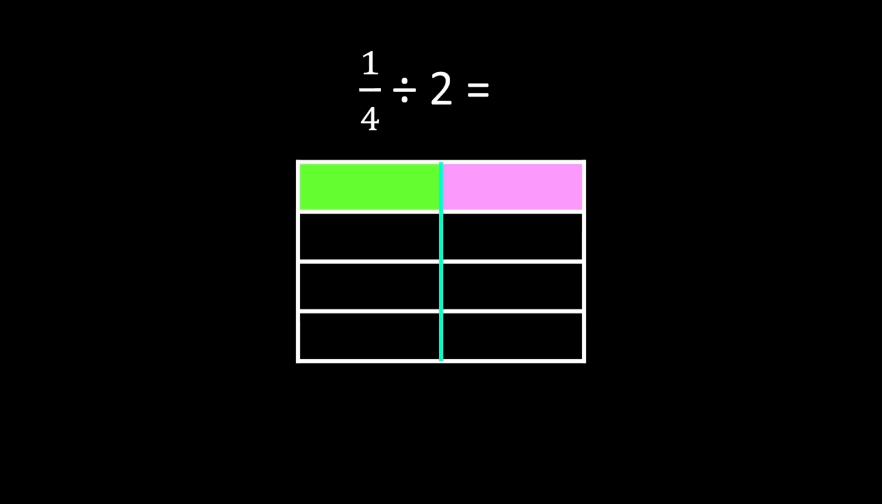In my model, I'm going to extend this line, so all of the pieces of my model are now the same size. I have 1, 2, 3, 4, 5, 6, 7, 8 equal parts. The whole is divided into eighths. That makes each part 1/8. 1/4 divided by 2 equals 1/8.